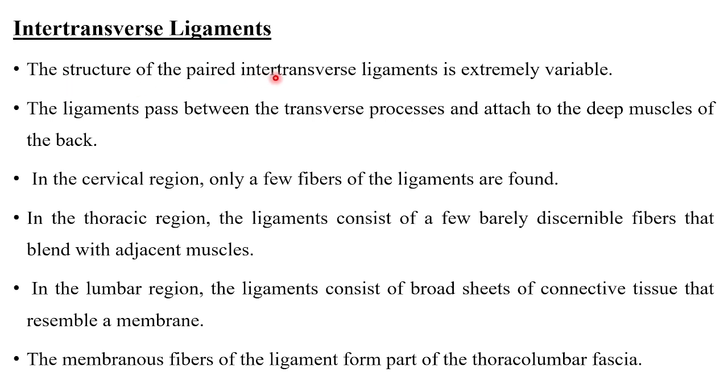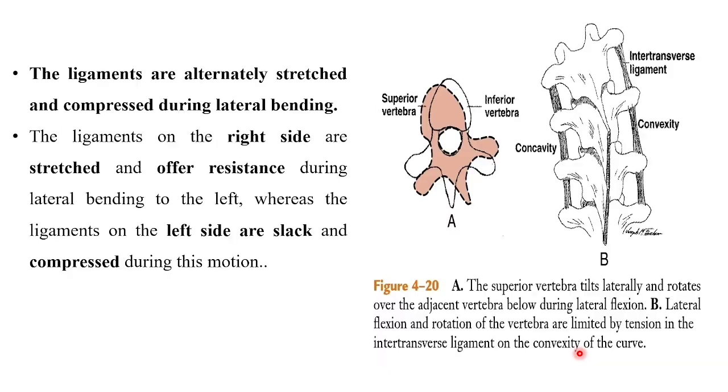The structure of the paired intertransverse ligament is extremely variable. The ligaments pass between the transverse processes and attach to the deep muscles of the back. In the cervical region, only a few fibers of the ligaments are found. In the thoracic region, the ligament consists of a few barely discernible fibers that blend with the adjacent muscles. In the lumbar region, the ligament consists of broad sheets of connective tissue that resemble a membrane. The membranous fibers of the ligament form part of the thoracolumbar fascia.